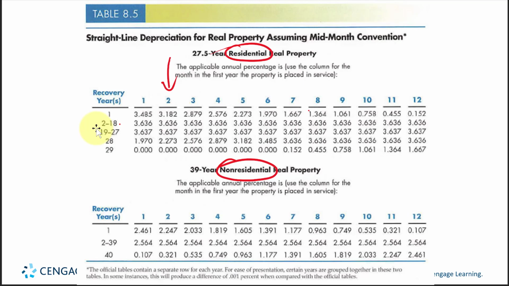Okay, so again, you identify whether it's residential property or non-residential, then you pick the month that you had placed into service. Whatever month you identify, you use that column for the rest of that asset's life.